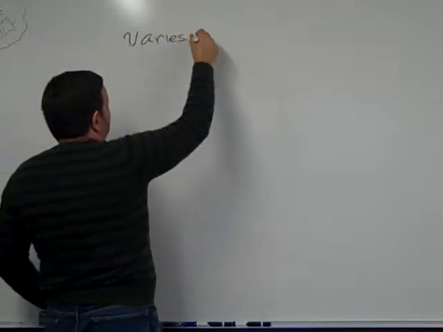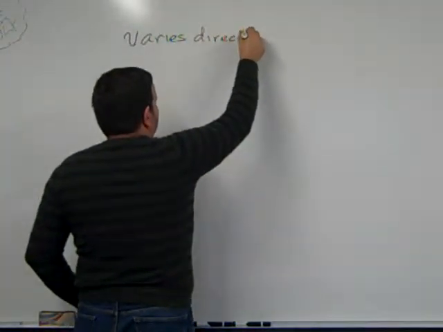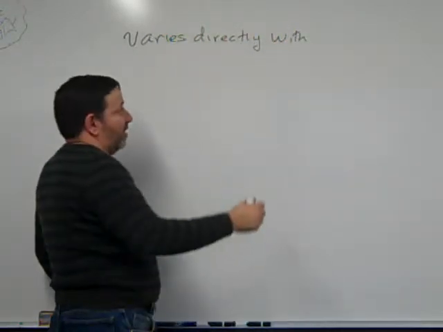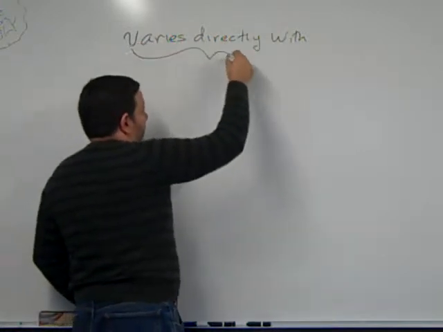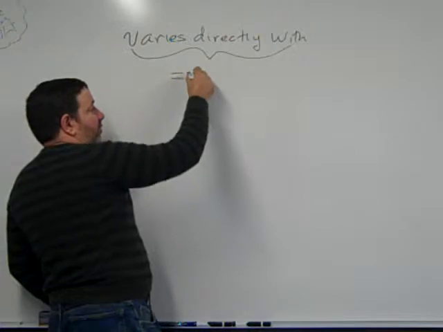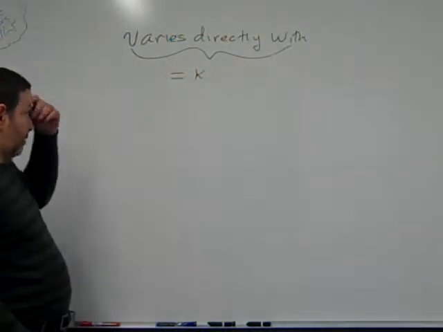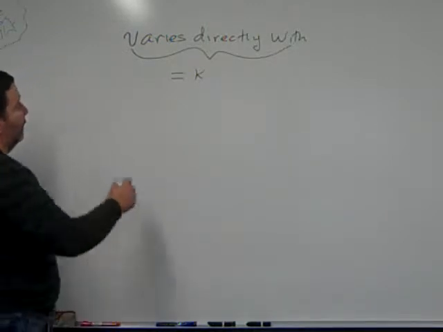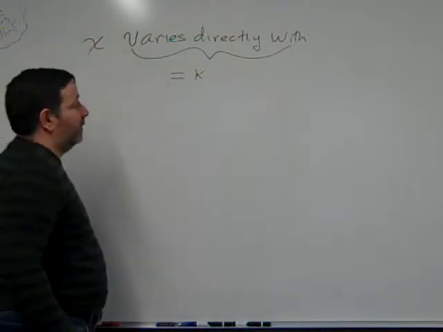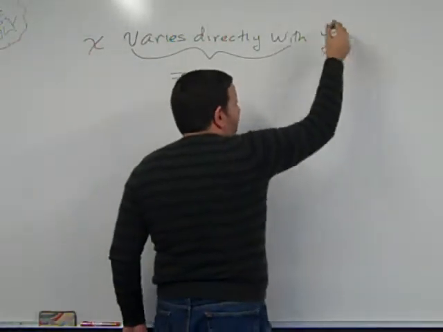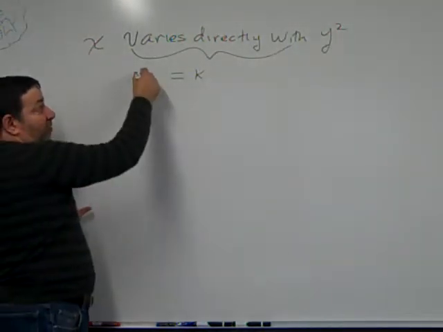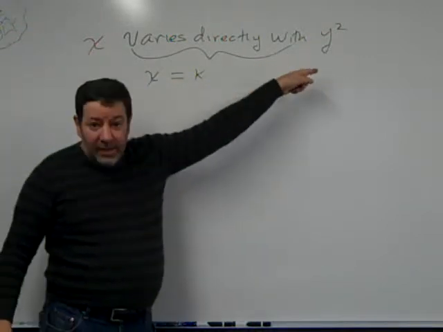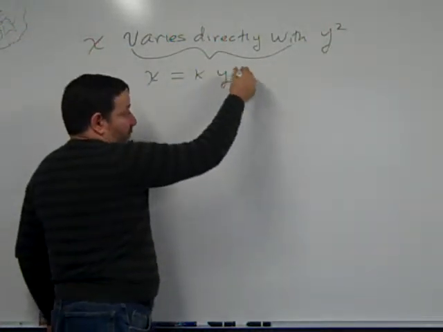Varies directly with. Whenever you see varies directly with, it means equals k times. Varies directly with means equals k times. So, if you have x varies directly with y squared, well, x is x, varies directly with means equals k times, and y squared is simply y squared.